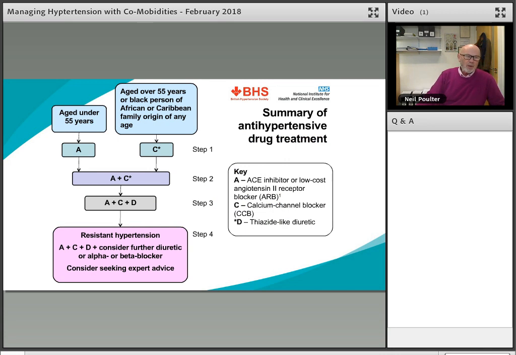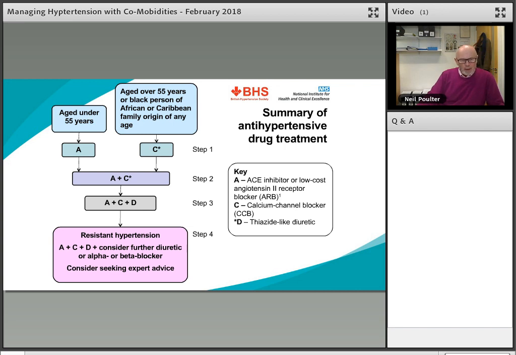On the left hand side you see those under the age of 55 were recommended an A drug. That's an ACE or an ARB. If you're 55 and above or black of African or African Caribbean origin, you're recommended a C drug. Now at this time, if that wasn't enough, they said, well, put those together, A plus C, standard combination, we'll come back to that.